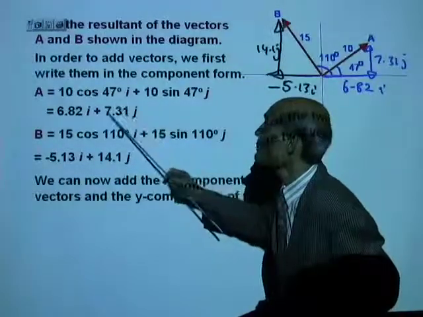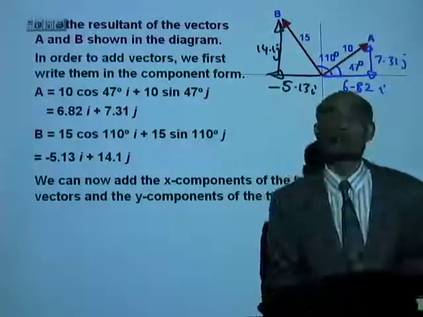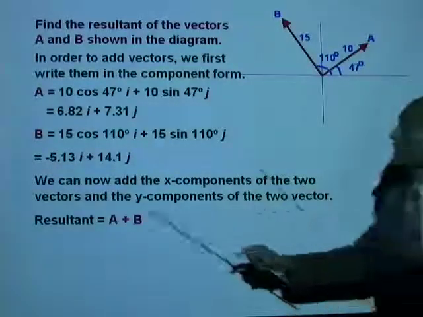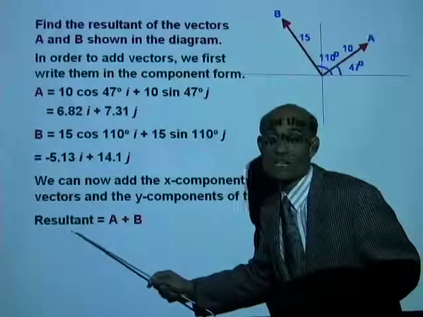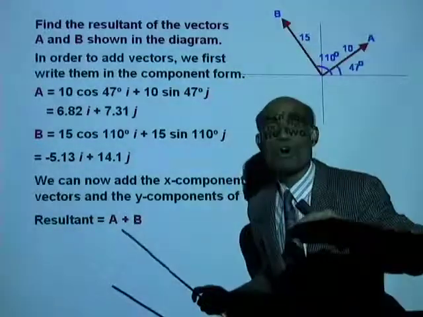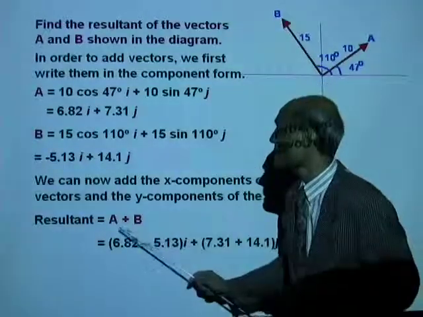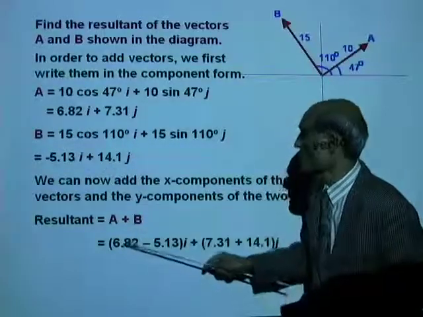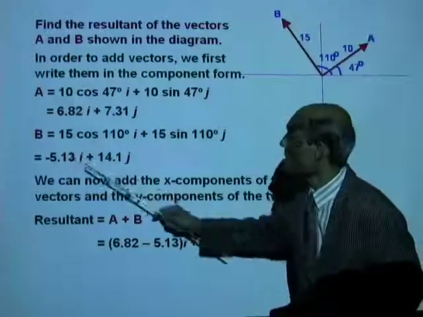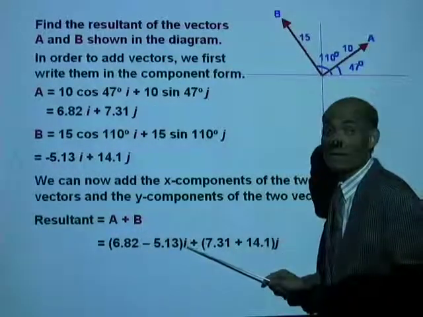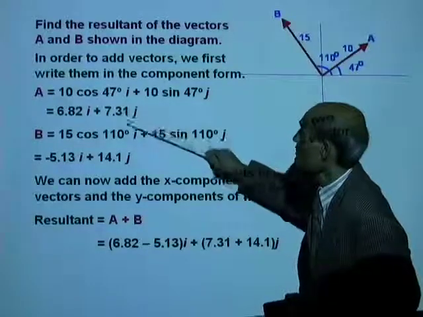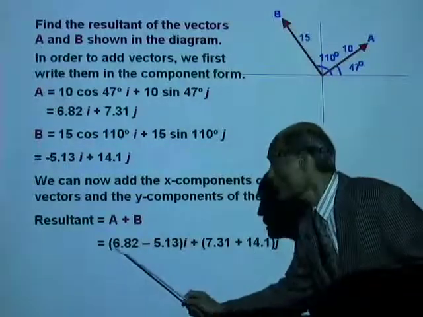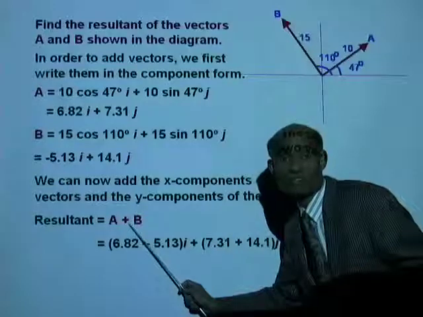Similarly, 7.31j can be added to 14.1j. Alright, let's do that. So the resultant, look at the word resultant. Resultant is the result of adding vectors A and B. And look at the way I wrote it. I took the i's first, the x components first. That'll be 6.82 minus 5.13 i plus 7.31 plus 14.1 j.